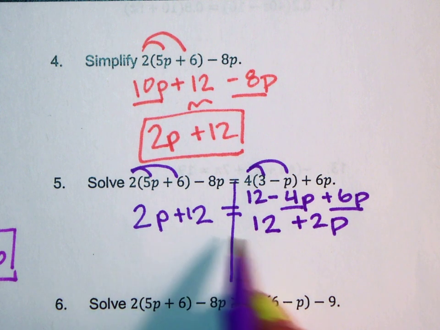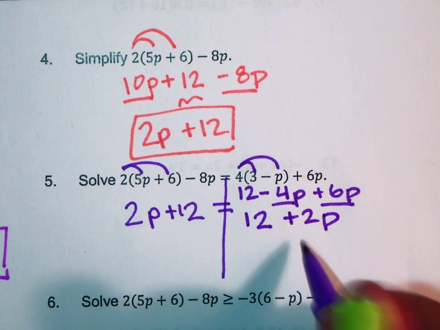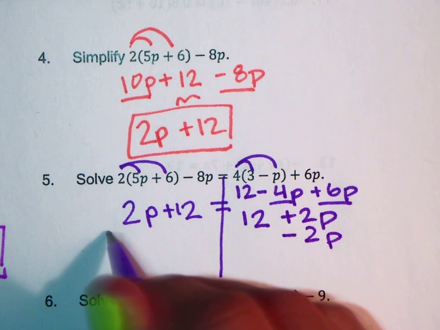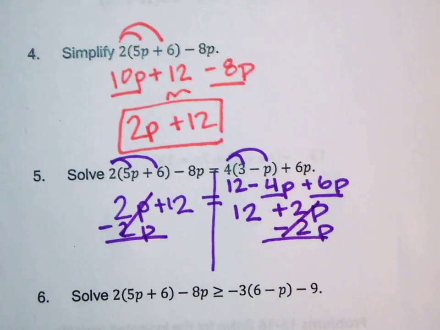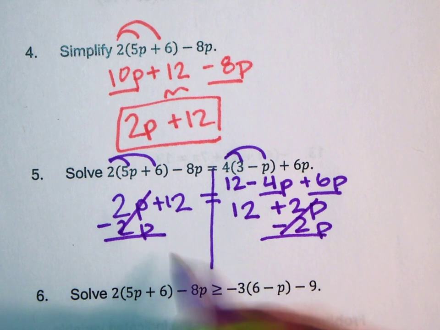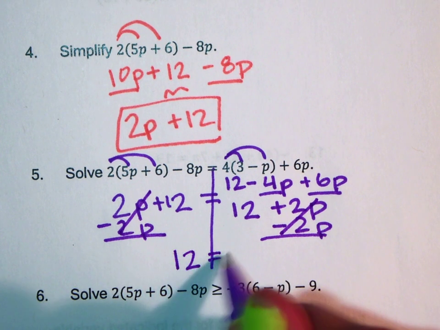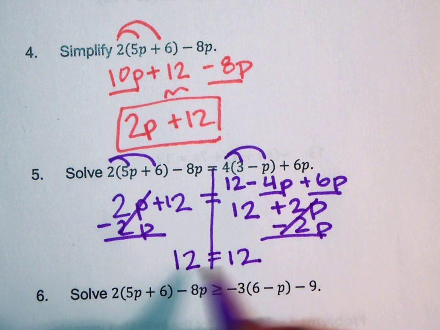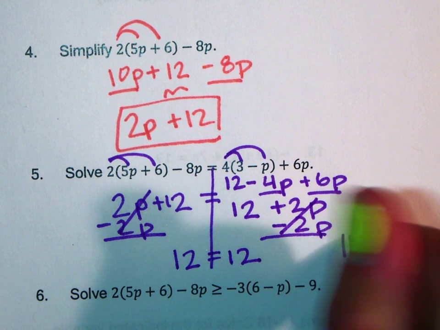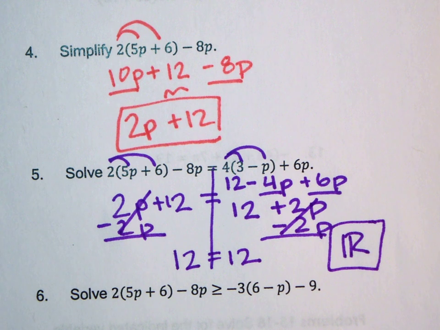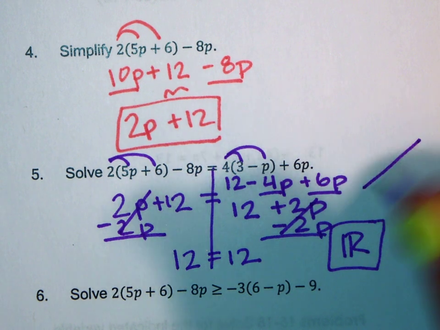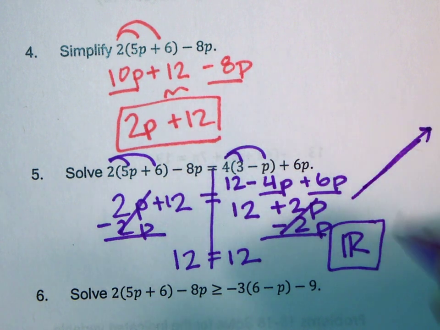So now once you get to this step, you move your variables. So I'm going to minus 2p on both sides. And they end up both canceling. So I need to see what's left. So I have 12 equals 12. And when you have the same exact thing on both sides, your answer is all real numbers. And remember, graphically what that looks like is you have the same exact line on top of each other.